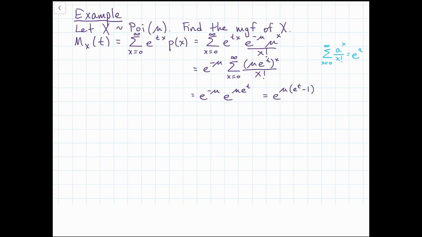And then we can factor out. So we'll have our moment generating function e to the mu times (e to the t minus 1). All right, now we can actually use this moment generating function to find the mean of the Poisson random variable.